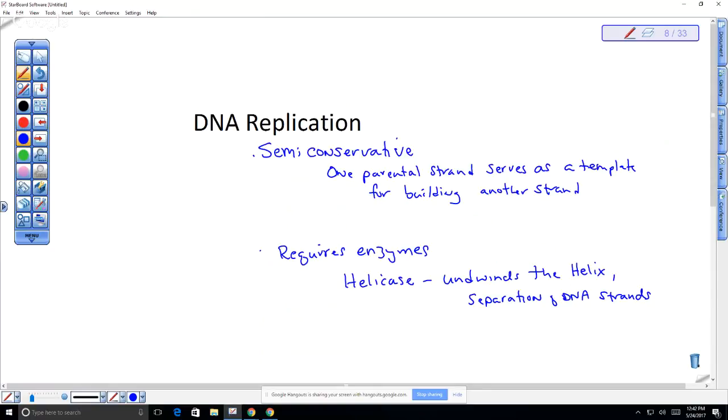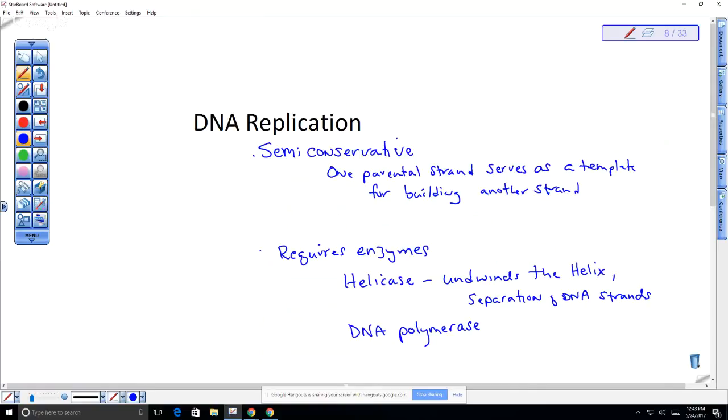And then we have another enzyme, which is called DNA polymerase. So if you look at this name, polymer means a large molecule, and -ase means that it's an enzyme. So this is the enzyme that builds a new strand of DNA. It reads the sequence, and it will build a new sequence identical to and as a complement to the parental strand.